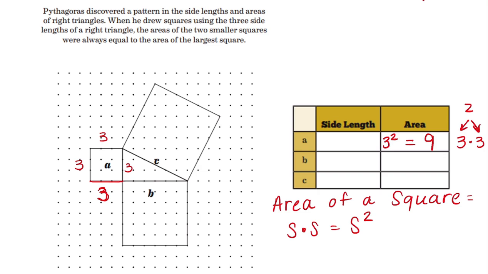And then let's look at B. B has sides that are 1, 2, 3, 4, 5, 6 units. So by counting one side, I know all 4 sides are 6 because it is a square and it told us it's a square. And so same thing, the area is going to be side squared. So 6 squared. And 6 squared is 6 times 6, which is 36.